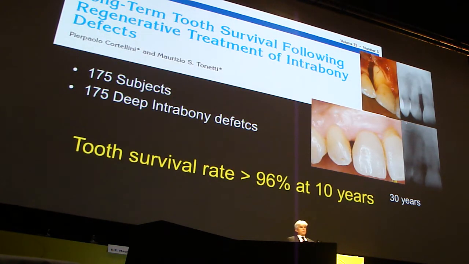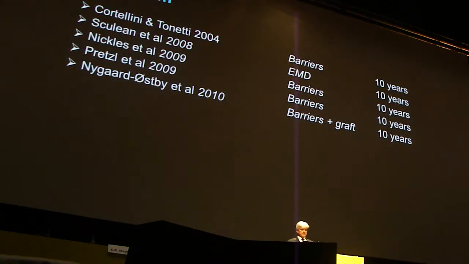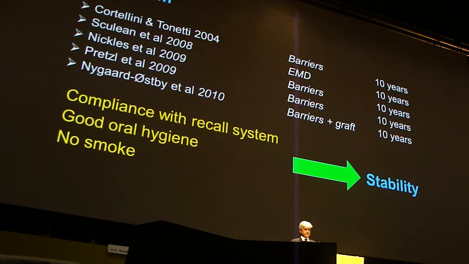We know, out of our study published in 2004 on a very large group of cases, that tooth survival of those severely compromised teeth is up to 96% after 10 years. After that study, others have been published supporting a very important concept. Stability over time, stability of those teeth, is based upon compliance of the patients with a good recall system, very good oral hygiene of those patients, and no smoking.